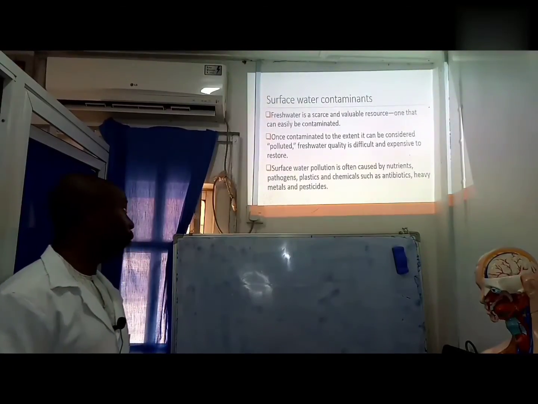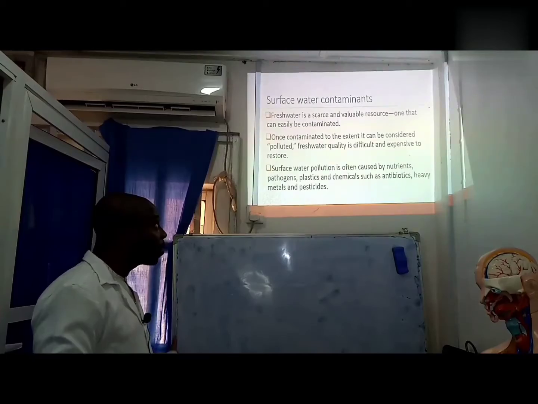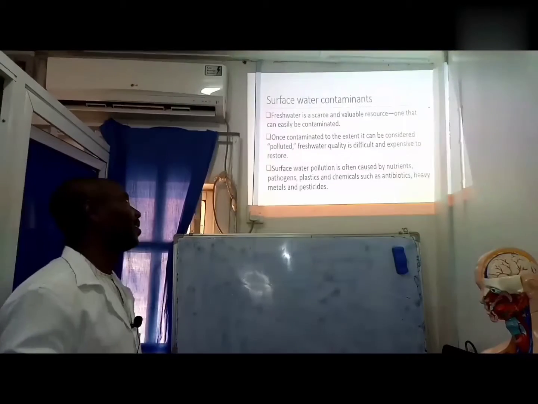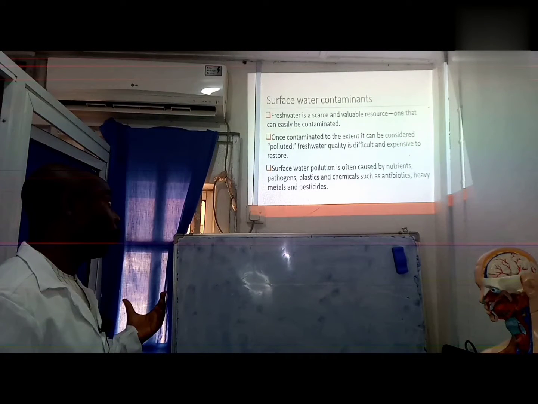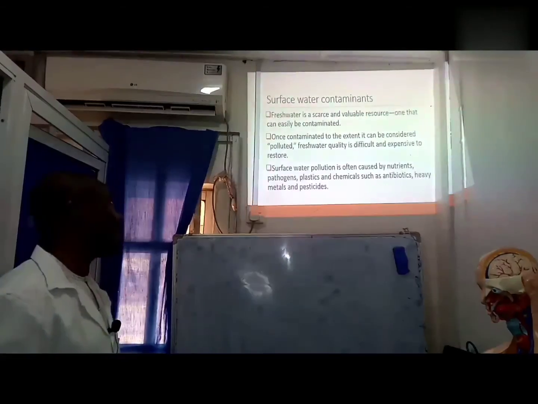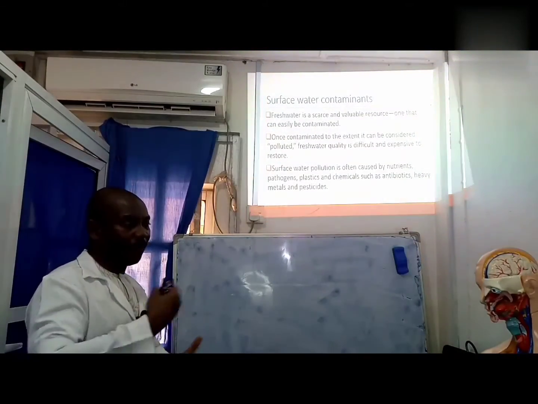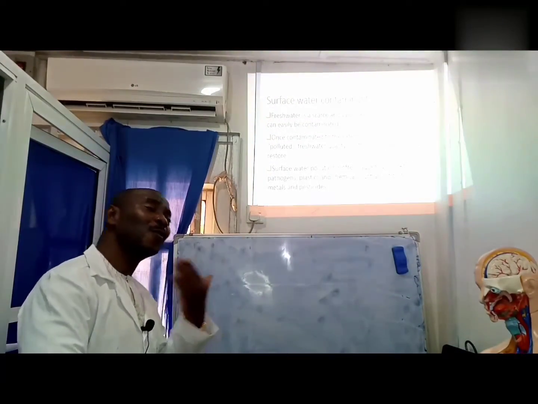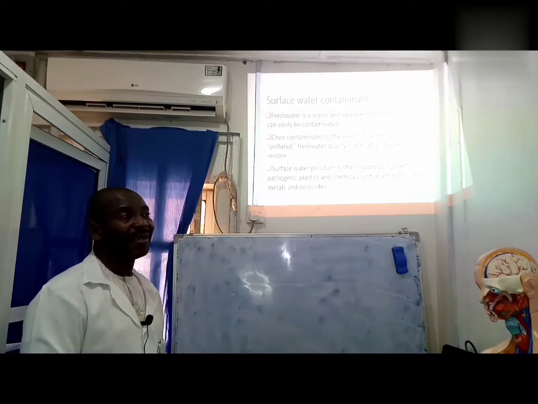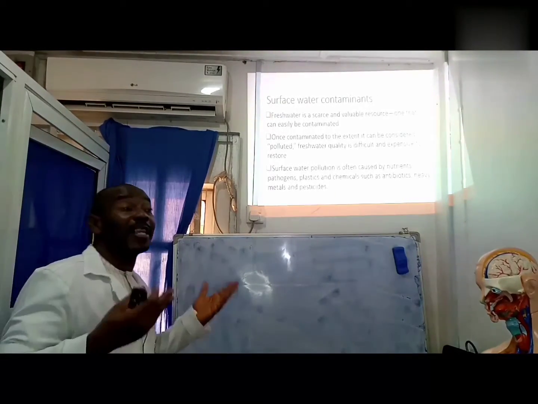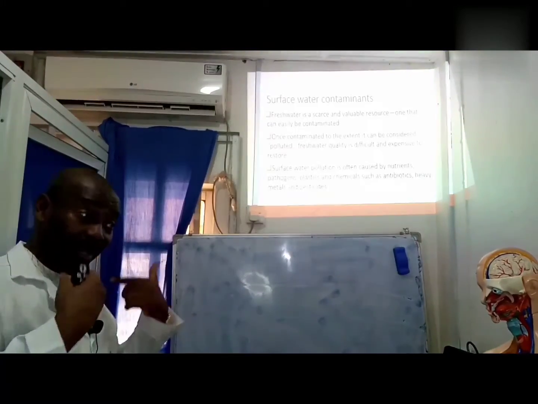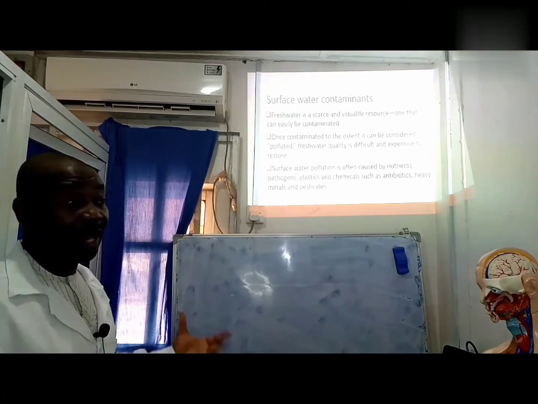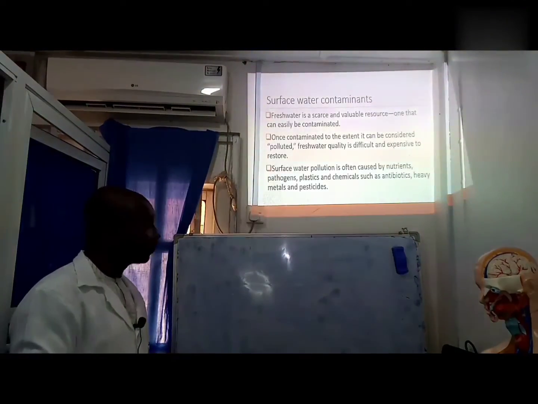Surface water contaminants. Fresh water is a scarce and valuable resource, one that can easily be contaminated, and that is a fact. Once contaminated, the extent to which it is can be considered polluted. So fresh water is difficult and expensive to restore, because if all of these fertilizer-based organics are in the water, then for us to detect them and remove them is quite expensive. And more expensive if we don't remove them and we consume them or use them for whatever purposes, and they cause a breakdown, whether in health or in some other sense.